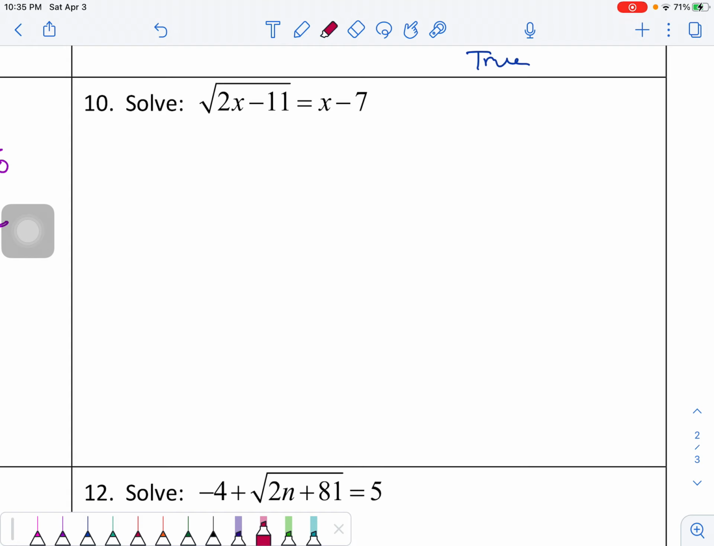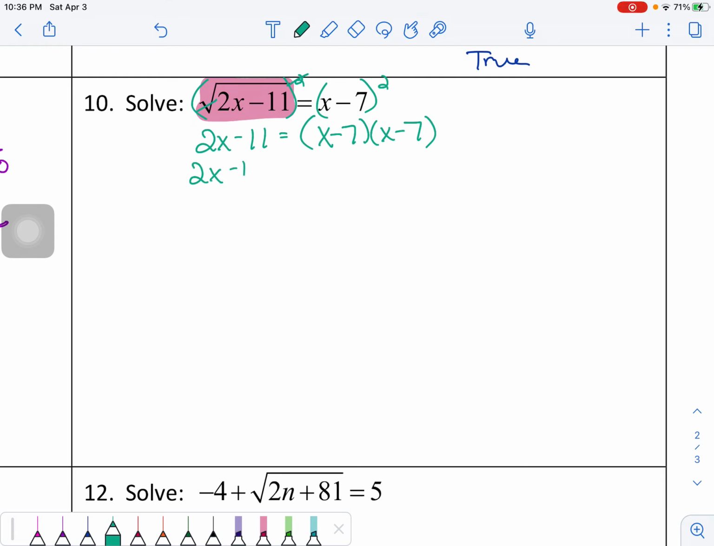I'm going to look for my root. My root is already isolated. So I'm going to go ahead and square both sides. So square and square root cancel. So 2x minus 11 equals x minus 7 times another x minus 7. All right, so 2x minus 11 equals x squared minus 7x minus another 7x plus 49. So 2x minus 11 equals, let's just combine some like terms here.